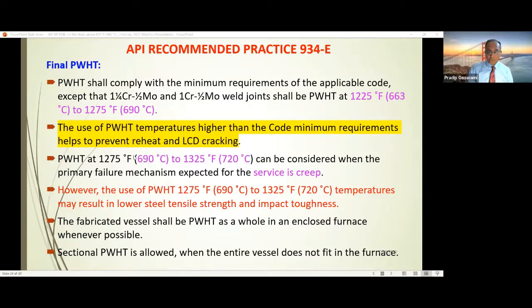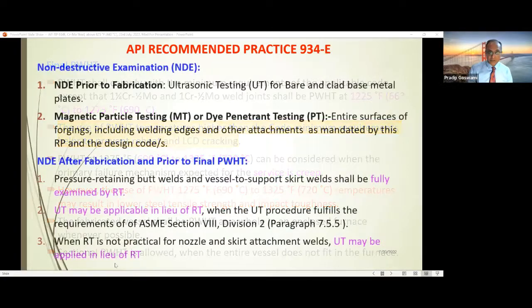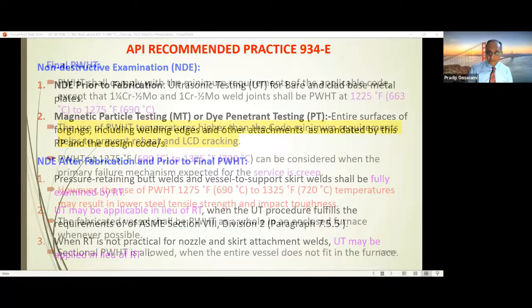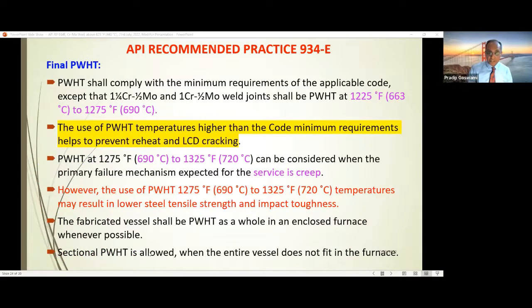But whether to adopt a post-weld heat treatment temperature of 1225 to 1275, or higher than 1275 degrees Fahrenheit, that is again a service-induced phenomenon, and that recommendation should strictly come from the end user or the client. The fabricated vessel shall be post-weld heat treated as a whole in an enclosed furnace. If the entire vessel doesn't fit into a furnace, sectional post-weld heat treatment is allowed also.